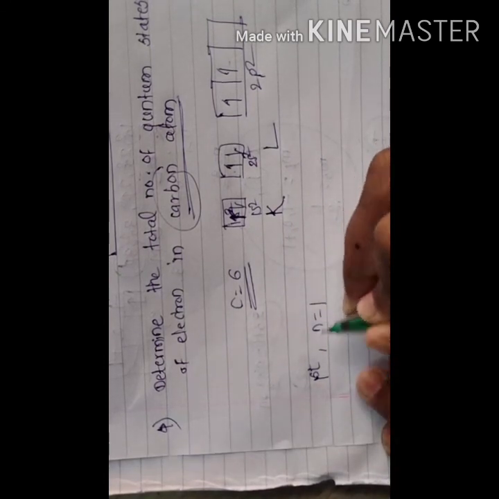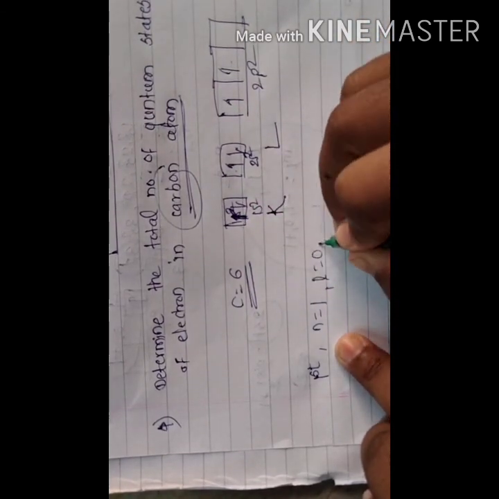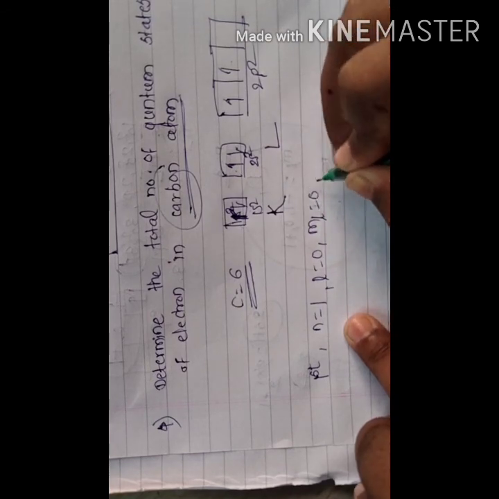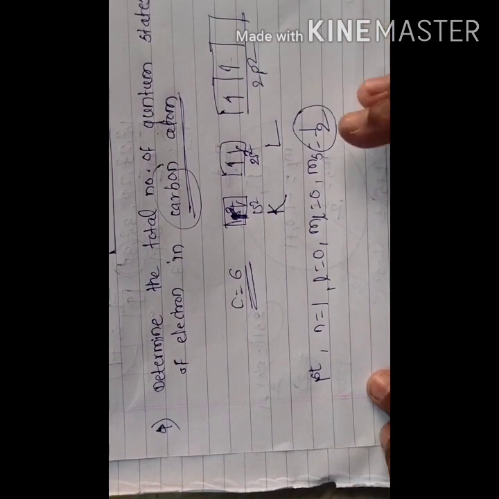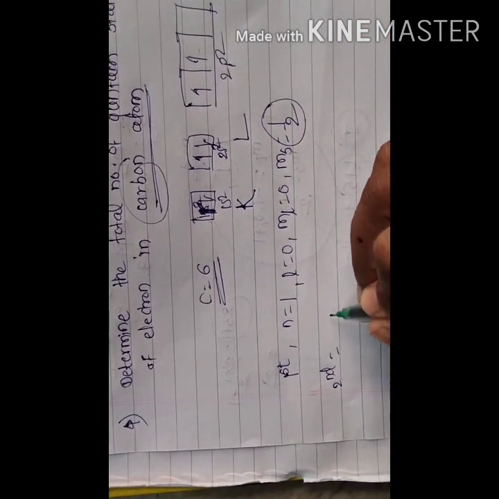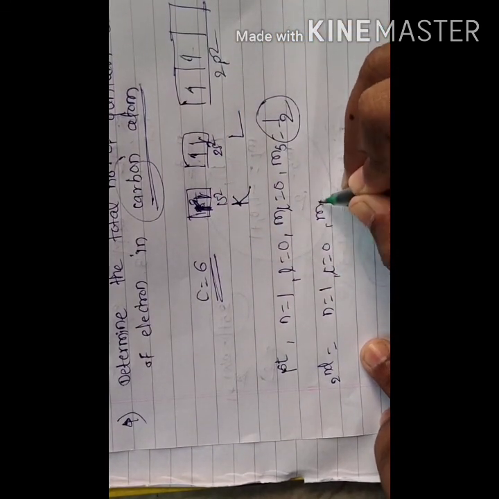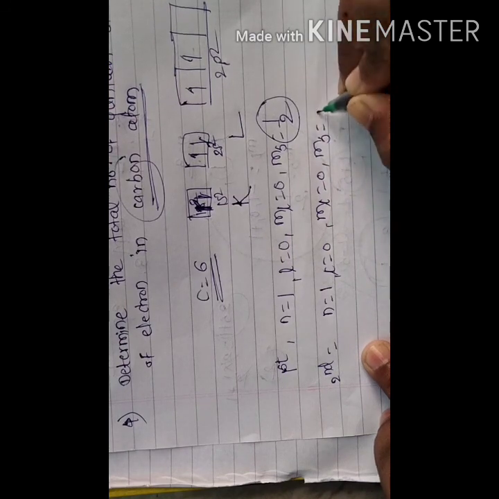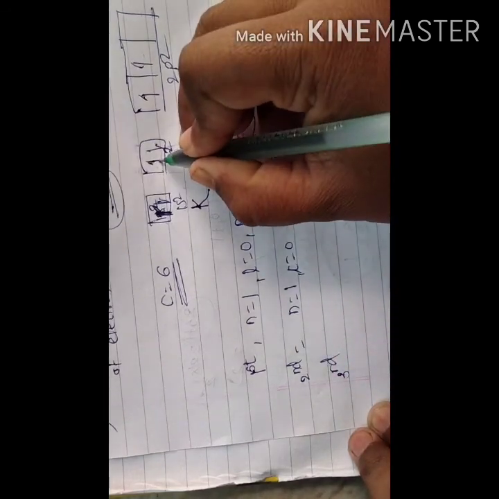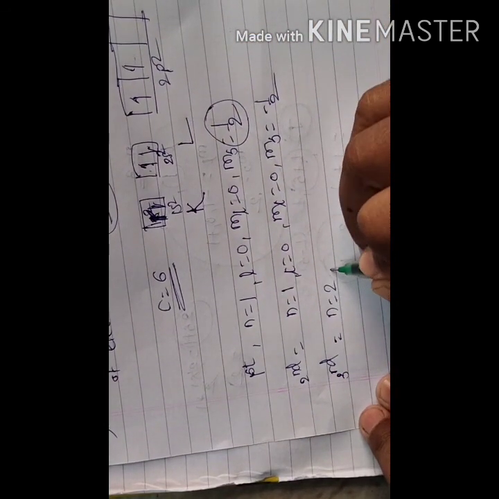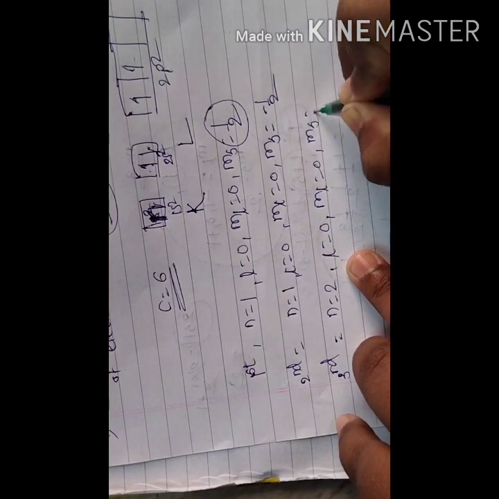Here for the first electron, n is equal to 1, L is equal to 0, ml is equal to 0, and the spin gives half. So this is the up spin, so ms gives a half value. For the second electron, n is equal to 1, L is equal to 0, ml is equal to 0, but spin down. So that's why we write minus half spin. For the third electron, n is equal to 2, L is equal to 0, ml is equal to 0, but spin plus half.